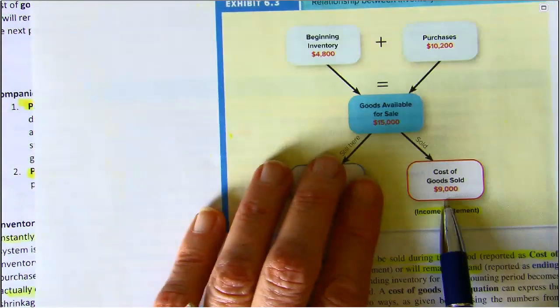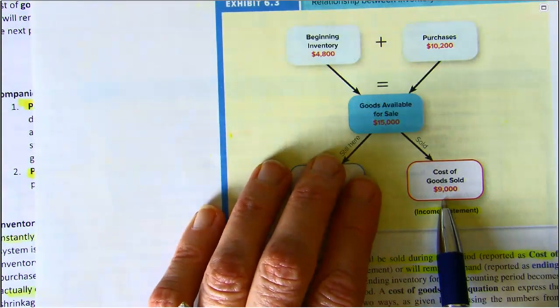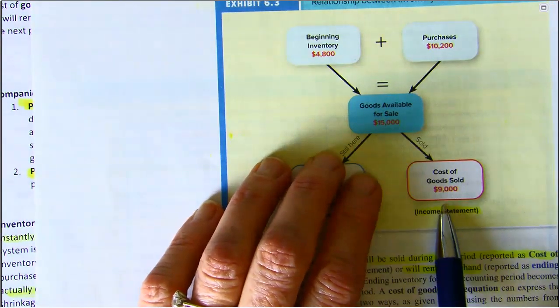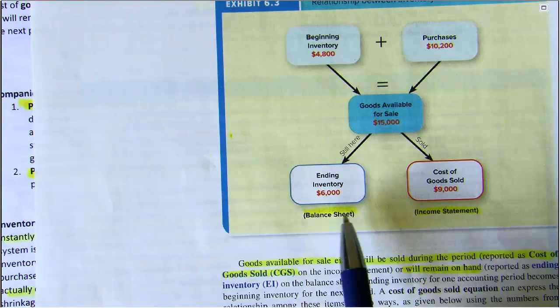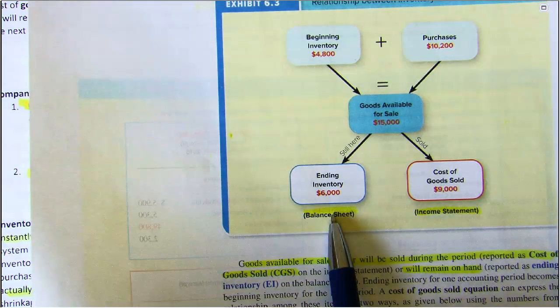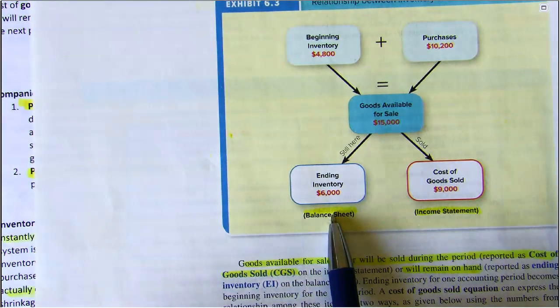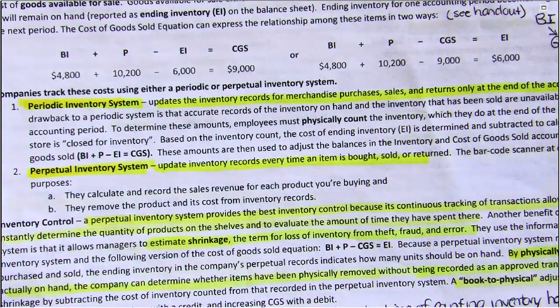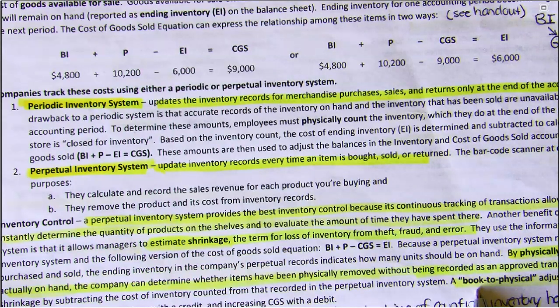If we know what was sold, $15,000 available, $9,000 sold, then we should have $6,000 of inventory left. Let's do a physical inventory count. And if we don't have that much left, then we've suffered shrinkage. So we can calculate the amount of that shrinkage, and then we can do a book to physical adjustment.